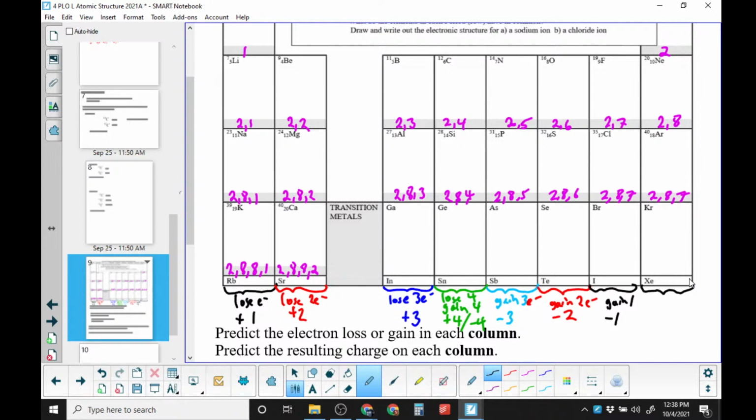Jaden, what was the last column do? It'd be neutral. Yeah, so is it going to lose or gain anything? No. Does nothing.